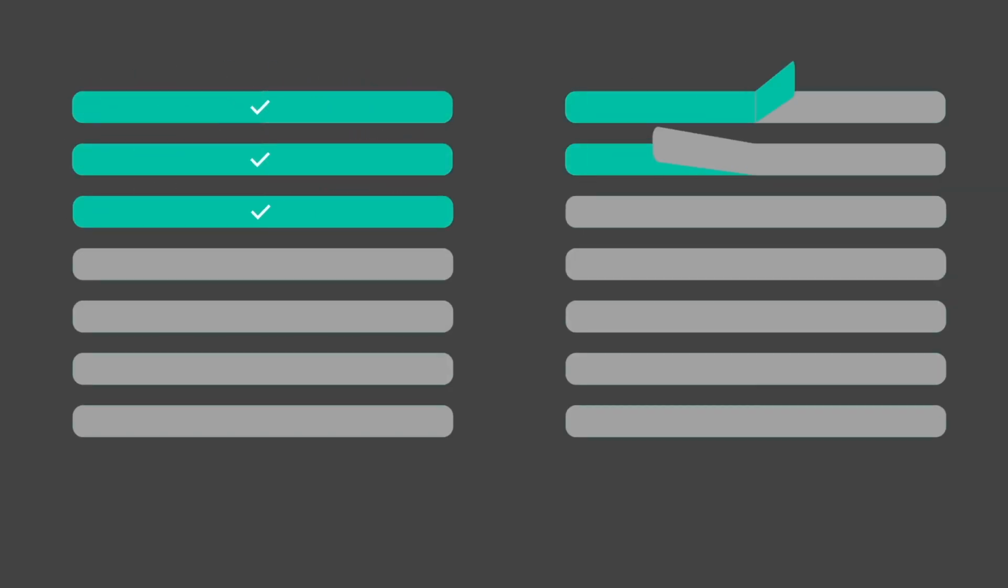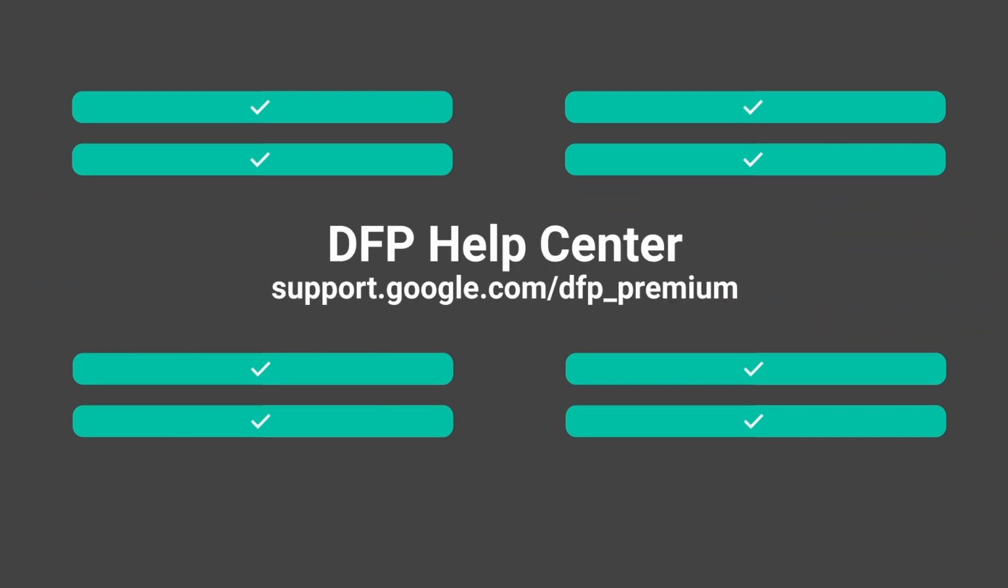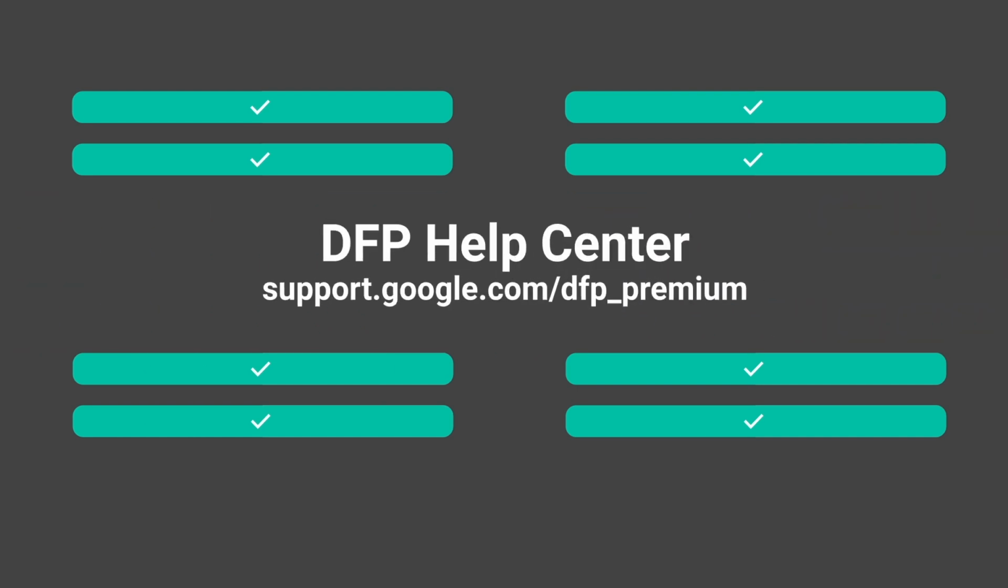We understand that the process to update rules and deals might take significant time and consideration. To help aid the process, we have several suggestions in the DFP Help Center. For most publishers, the process will look something like this.